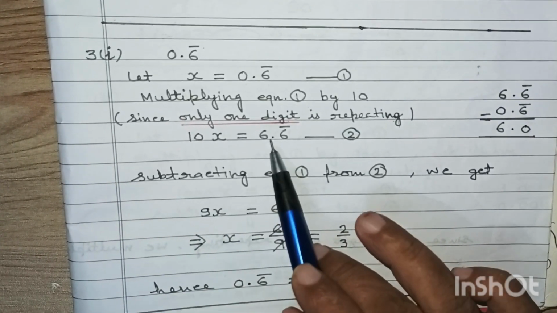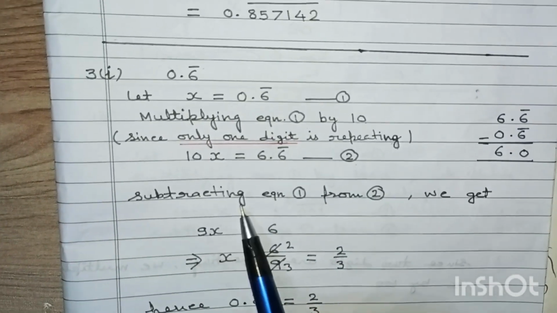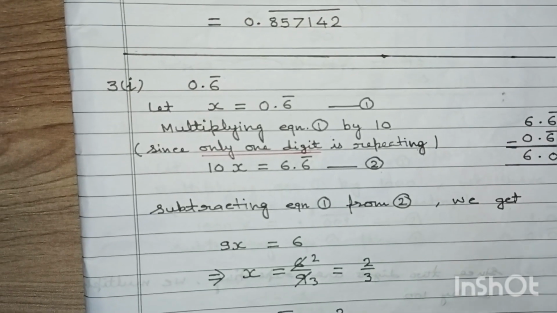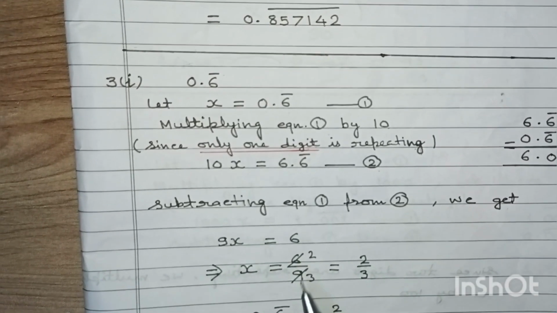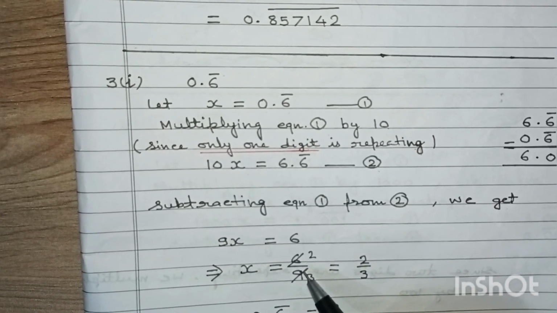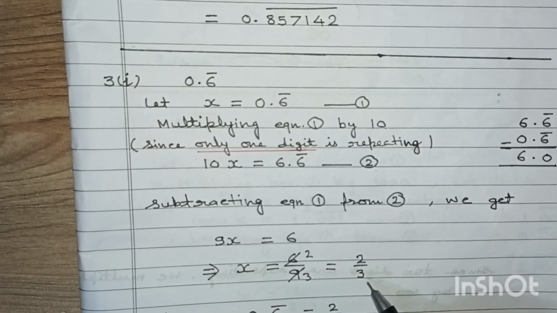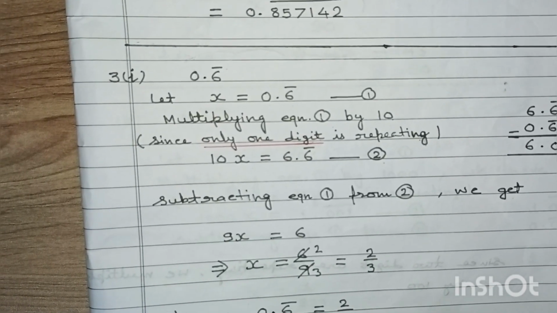10x equals 6.6 bar, equation 2. Subtracting equation first from equation second, we get 9x equals 6. x equals 6 upon 9. Simplify it by 3. 3 twos are 6, 3 threes are 9, equals 2 by 3. Hence 0.6 bar equals 2 by 3.